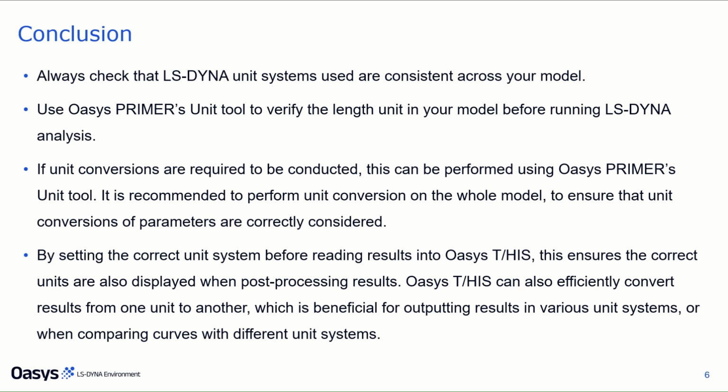In conclusion, always ensure that the units used through your LS-DYNA model are consistent. Oasys PRIMER's unit tool can help verify the length unit in your model. You can also use Primer to perform unit conversion of your model, bearing in mind that it is recommended to do this on the whole model to ensure conversions of parameters are correctly considered. By setting the correct unit system before reading results into Oasys THIS, this ensures the correct units are also displayed when post-processing results. This allows the units to be correctly displayed or converted during post-processing.